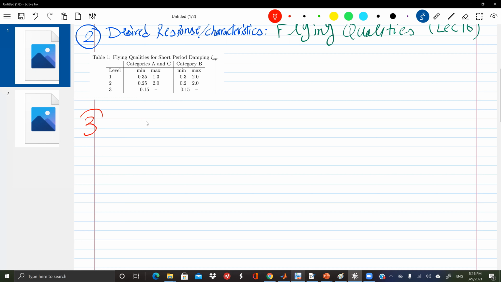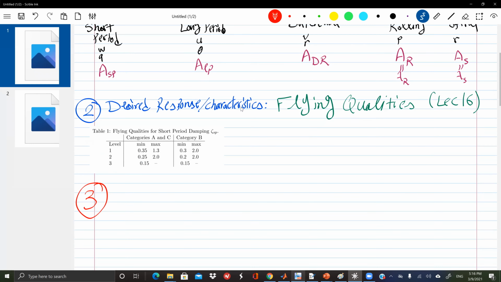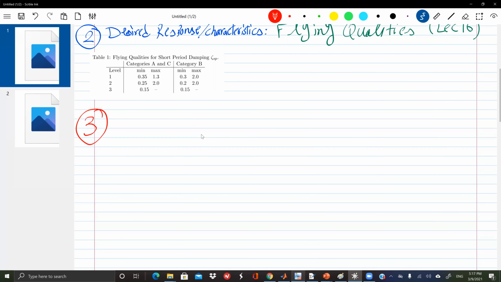So number 3: you have your system, you know what you want to achieve, and you need to decide on the control technique.